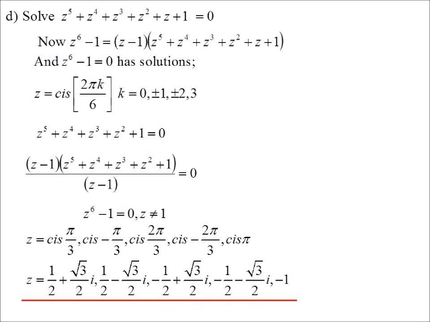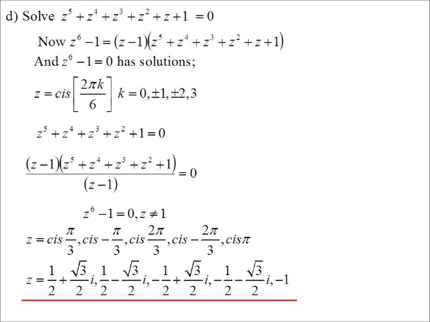What's the size of the angle that I'm going around? Yeah. So that angle is 60 degrees or pi on 3. So therefore, that is cis pi on 3. That is cis minus pi on 3. That is cis 2 pi on 3. That is cis minus 2 pi on 3. And there's our solutions. Okay? So that's another way of finding them, is using the symmetry of our shape.